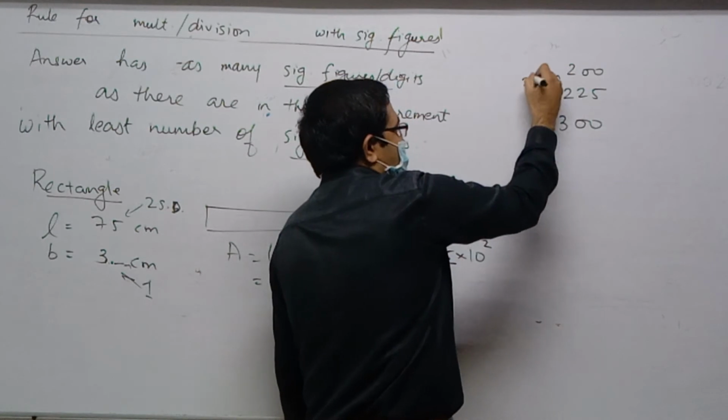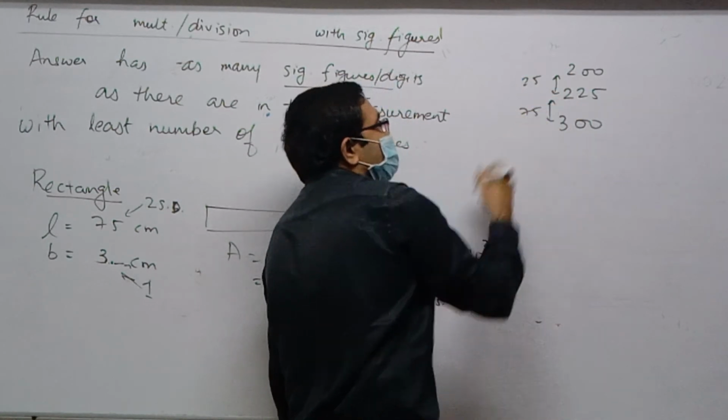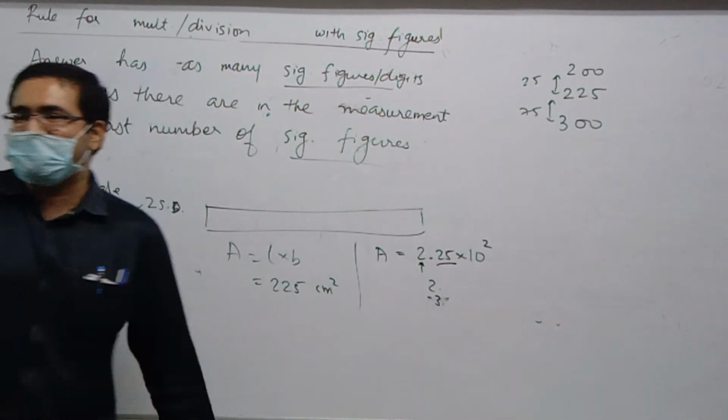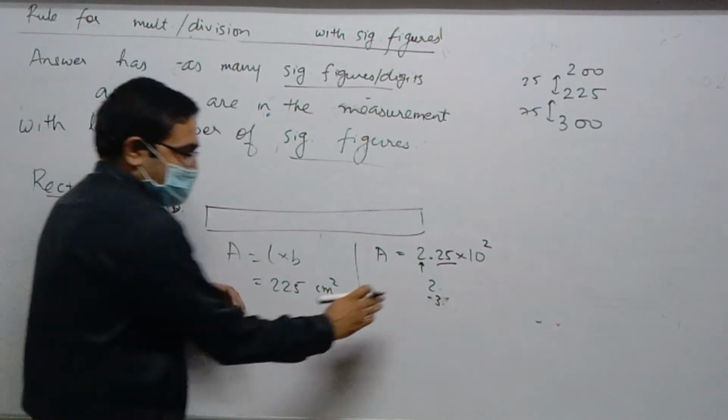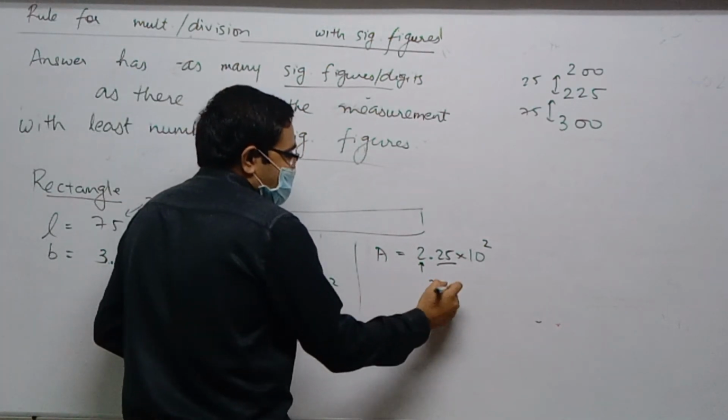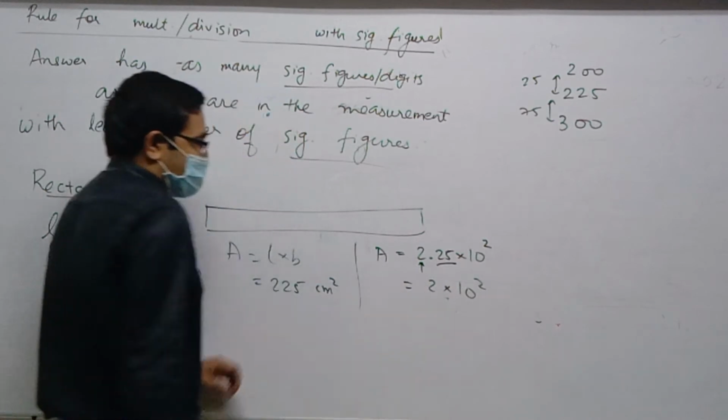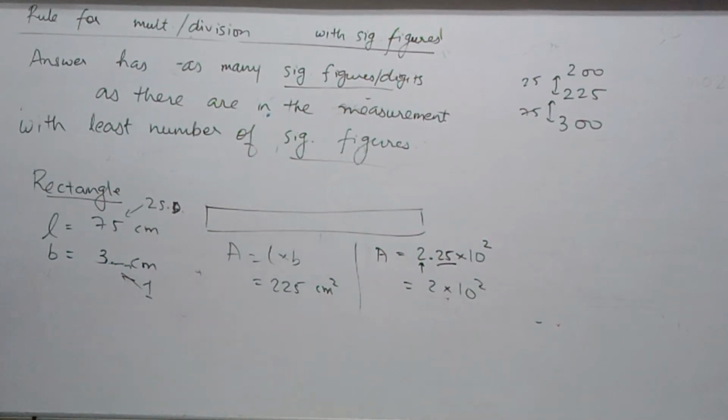What's the difference? 25. What's the difference? 75. When is it closer, 200 or 300? 200. So 2 into 10 raised to 2. This is your answer. Understood? 2 into 10 raised to 2.